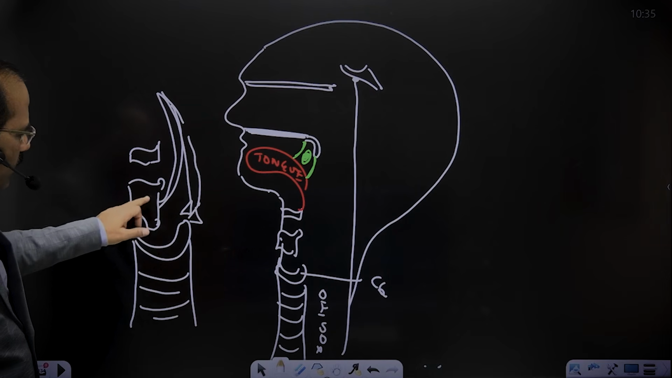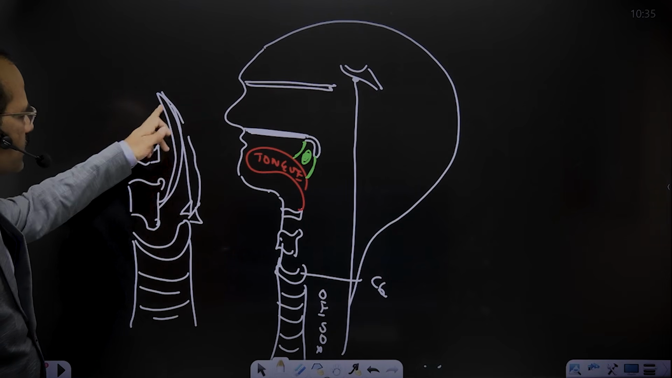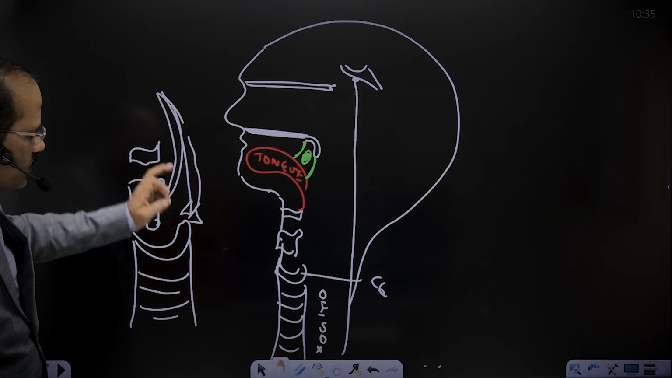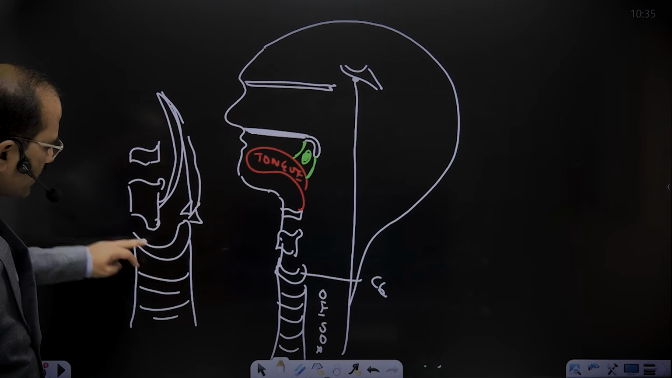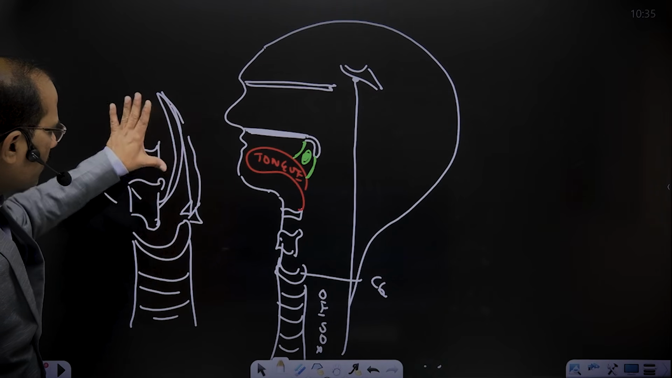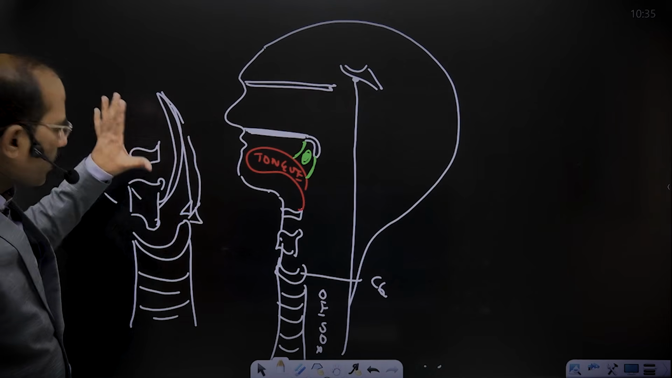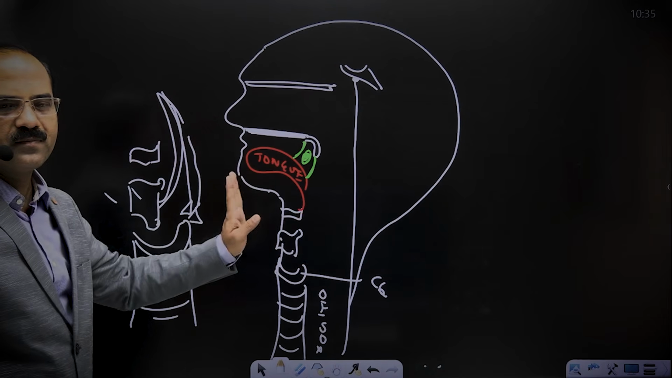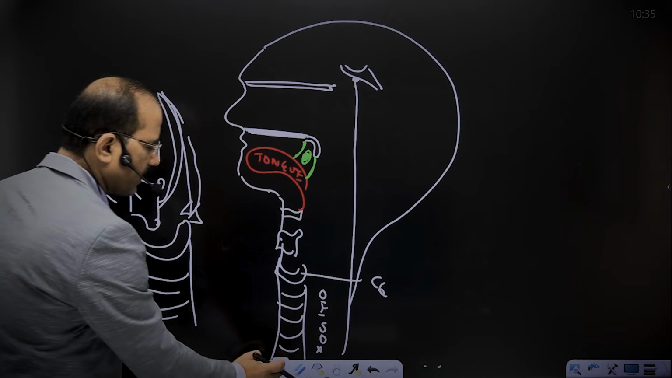This is the thyroid. This structure is the epiglottis. These are the aryepiglottic folds. These are the arytenoid cartilage. That's the cricoid. So this structure is the larynx. Now this larynx, we have to place it here. The same thing I'm trying to draw the larynx. Have a look.